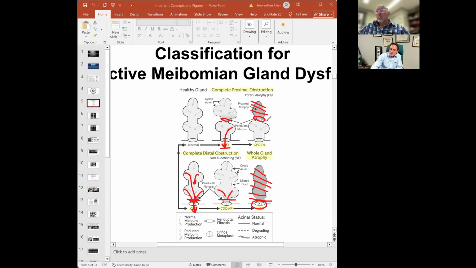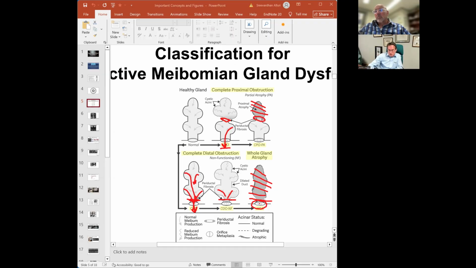That's an important concept. I've been talking about that since the mid 2000s, but again, it's important to understand that just because you have expressible glands, recognize that 90% of glands in lids with MGD have scar tissue somewhere along the length of the gland. So it's a very important point. You don't want to lose the proximal piece of your gland because, again, this scar tissue wasn't addressed.